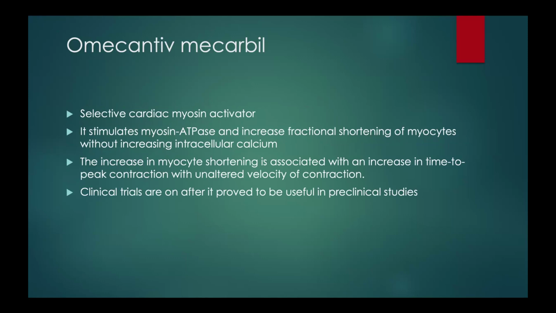Omecamtiv mecarbil is a selective cardiac myosin activator. It stimulates myosin ATPase and increases fractional shortening of myocytes without increasing intracellular calcium. The increased myocyte shortening is associated with an increased time to peak concentration, and it is also at the point of clinical trial ongoing.